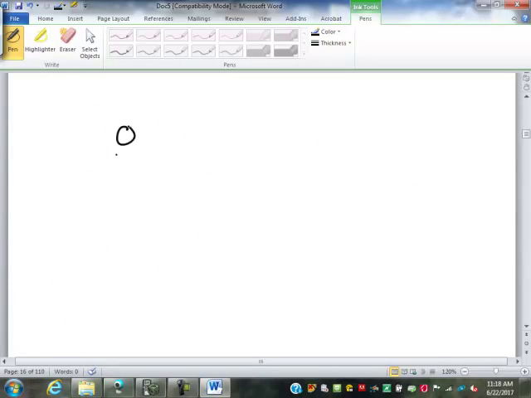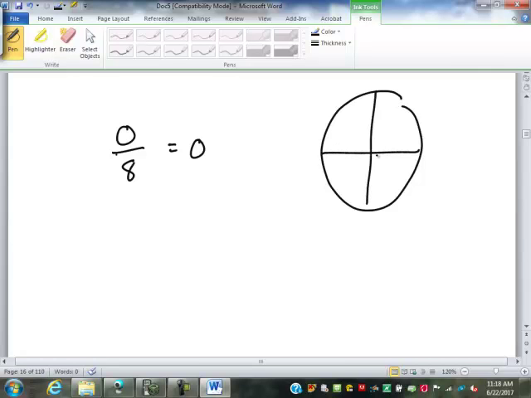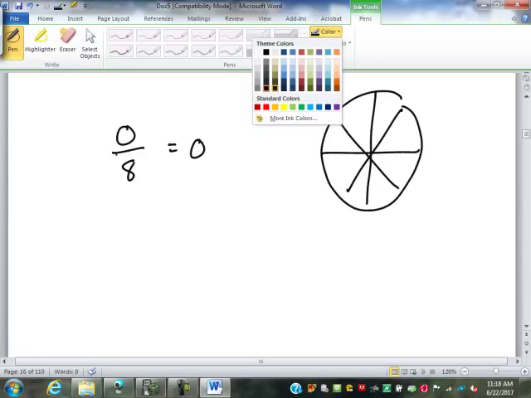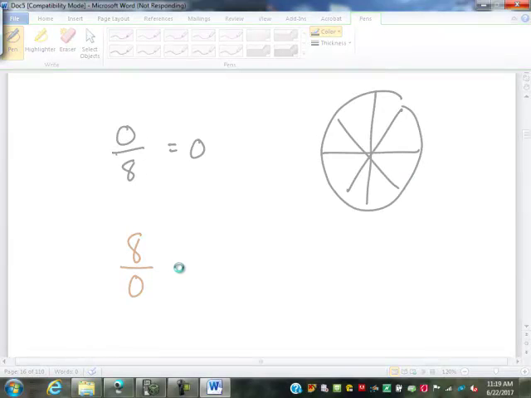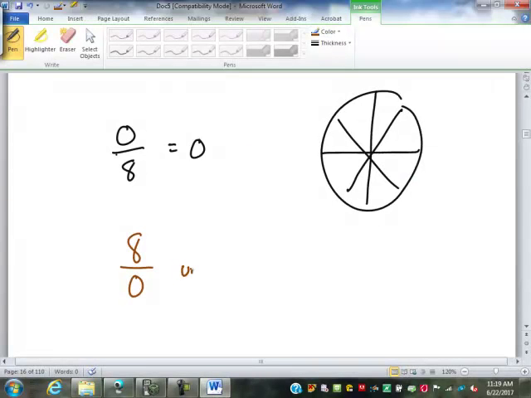Okay. If I give you a fraction of 0/8, what is its value? 0. Because what that's saying is it takes 8 pieces to make a whole object, and we have none. If I give you a fraction of 8/0, what does that mean? It means nothing. It doesn't mean 0. It's meaningless. It is undefined.